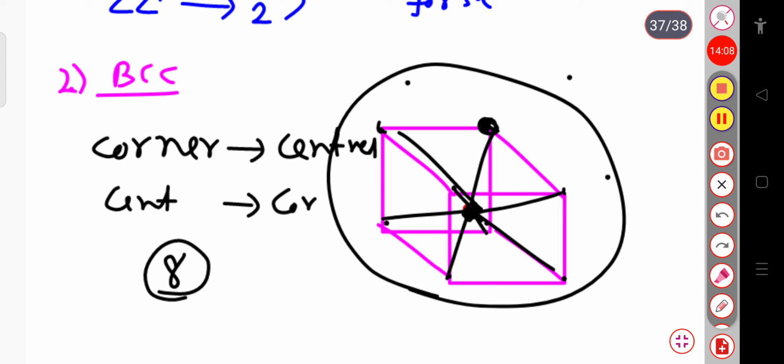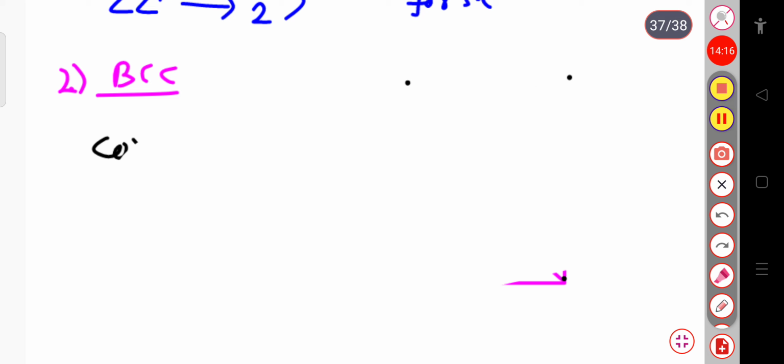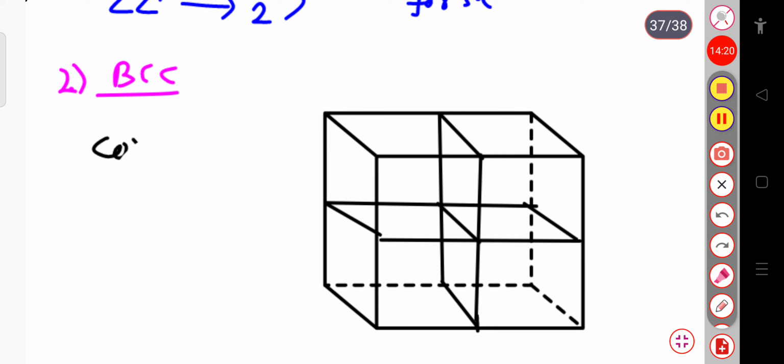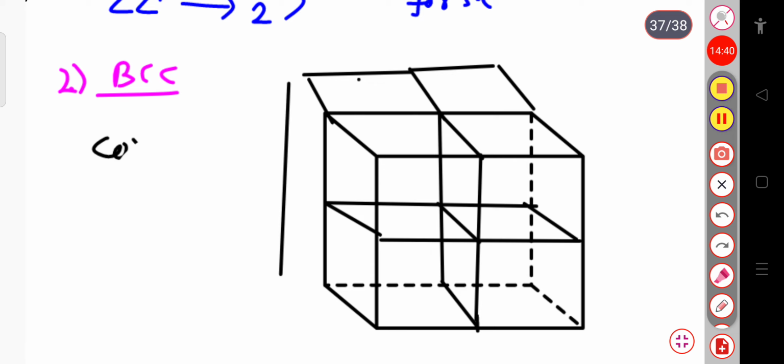Since 8 corner atoms are present, for this body centered atom the equidistant neighbors are 8. Similarly, suppose I draw another cube. Let me draw properly. Now let us see this figure. Here there are 4 unit cells, and similarly you can draw the next. This is the 5th one, and this is the 6th one, and similarly you can draw more, just like this.